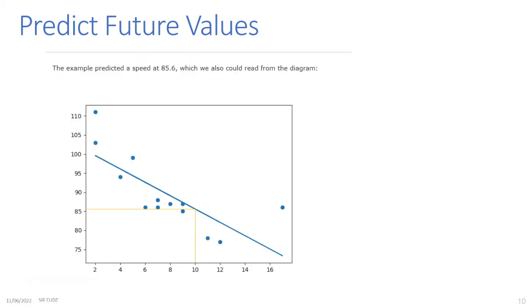So if you take a look at the diagram here, the example predicted a speed of 85.6, which we also could read from the diagram. So here is the age, and that's the y value, or 85 point something. So that's 85.6. So here we were able to predict the value using linear regression.